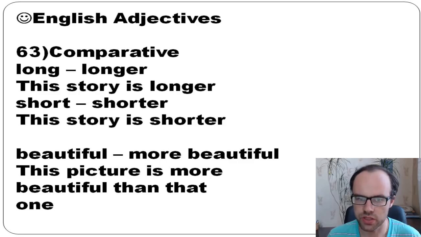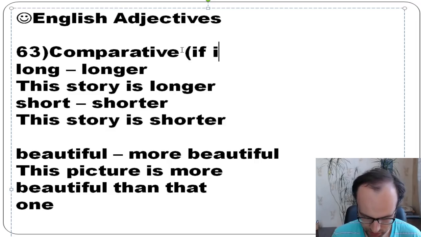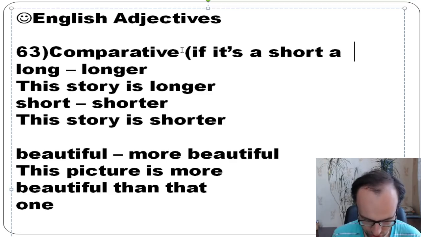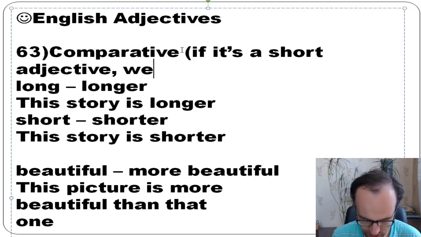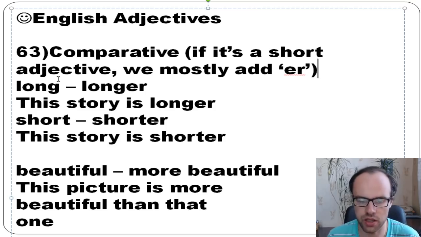Well, how do we use a comparative form, really? If it's a short adjective, we usually add -er, okay? So longer: this story is longer. Good. Shorter: this story is shorter.